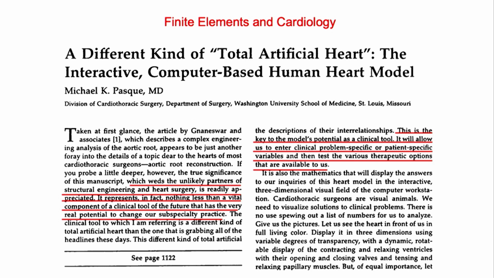This was 20 years back. It has the very real potential to change our subspecialty practice. This is the key to the model's potential as a clinical tool. It will allow us to enter clinical, problem specific or patient specific variables and then test the various therapeutic options available to us. In other words, this can become a very important tool for planning treatment protocols.